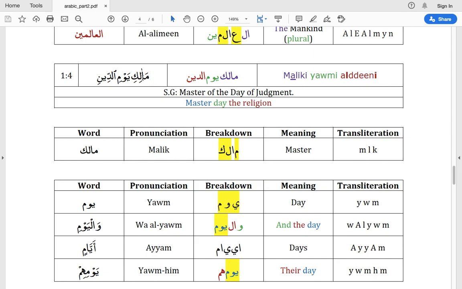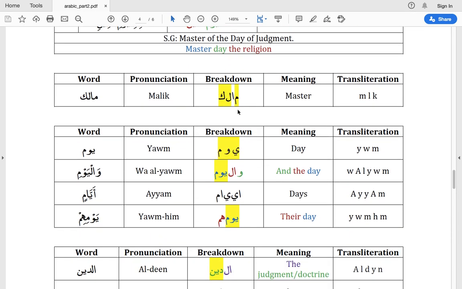and mim, alif, lam, kaf, ya, wow, mim, alif, lam, dal, and then another dal, ya, nun. Okay. And Brother Grant translates that as "master of the day of judgment." And the literal translation is master, day, the religion. The color coding is off here. This should be purple. Master, Malik, Yom is day, Ad-Din, the religion. Okay, coming down to Malik, which is translated as master. Now here the root is mim, lam, kaf.